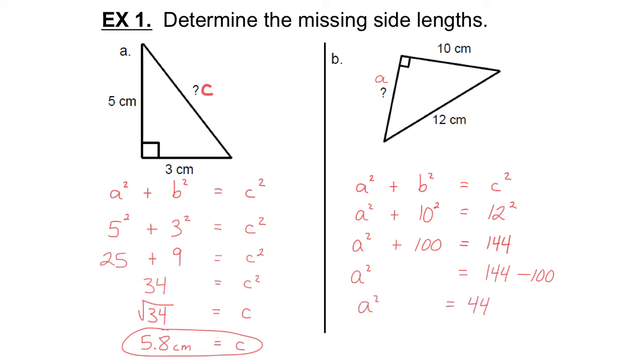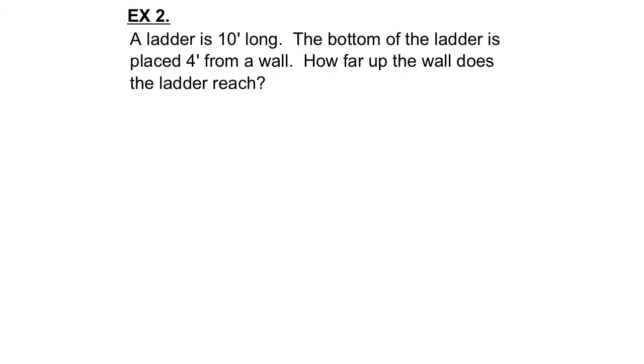And remember, you're not done yet. This is a squared is 44, but what's a? It's the square root of 44, which is about 6.63 centimeters. So don't forget, the location of the hypotenuse in your Pythagorean theorem is very important. And you might have to do a little bit of rearranging if you're trying to solve for one of the legs.